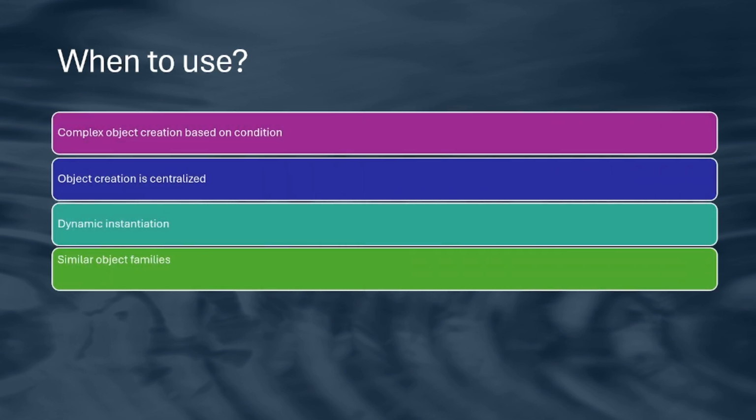When to use it? When you need complex object creation based on some conditions, when you need object creation to be placed in a centralized place, when you need dynamic instantiation, and when you need several similar types of object families or object categories.